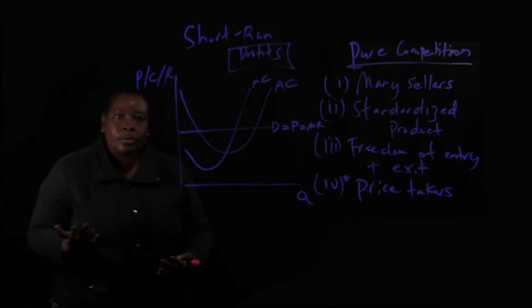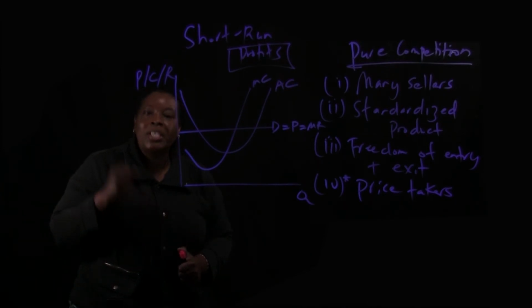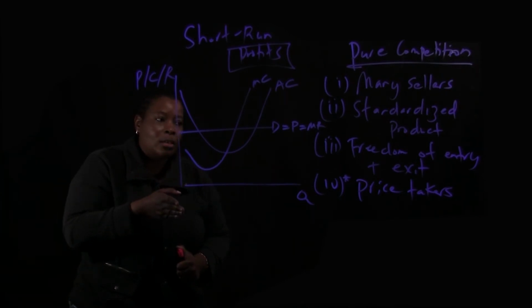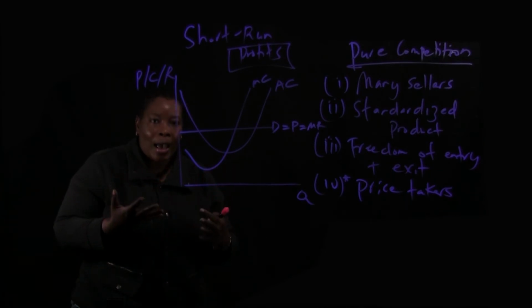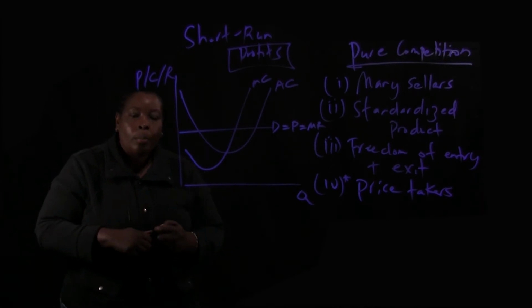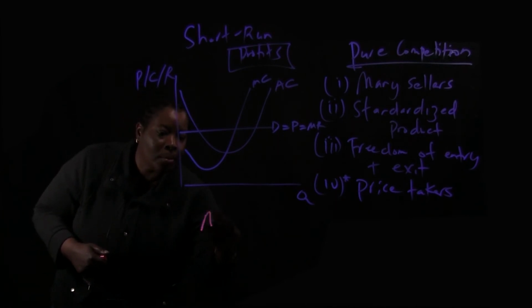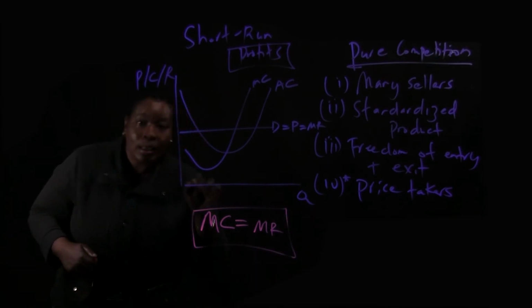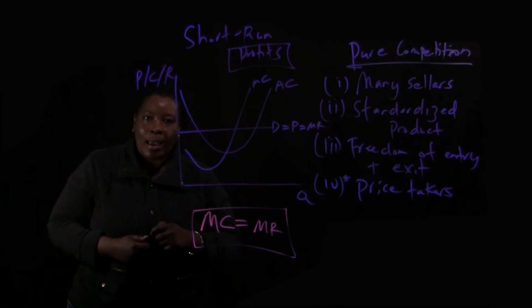So, where do we start? We need to start at a very important point. We need to ask a very important question. When we're looking at a business, the important question we ask to start this analysis is we ask, where are profits maximized? And I'll answer that for you. Profits are maximized right here. Profits are maximized where marginal cost is equal to marginal revenue. That is your profit maximizing point, where MC is equal to MR.